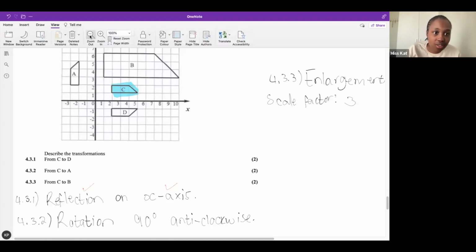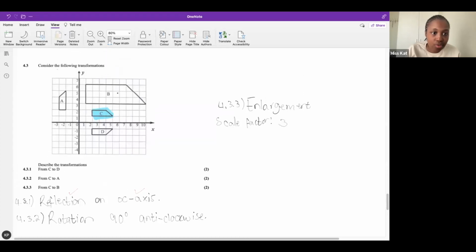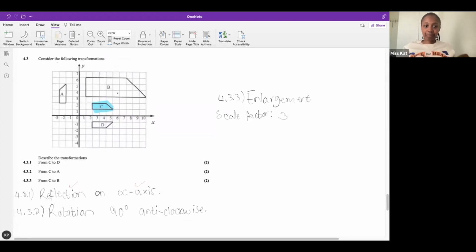Okay, view. Can I zoom out? Okay, first one for screenshots is this one.